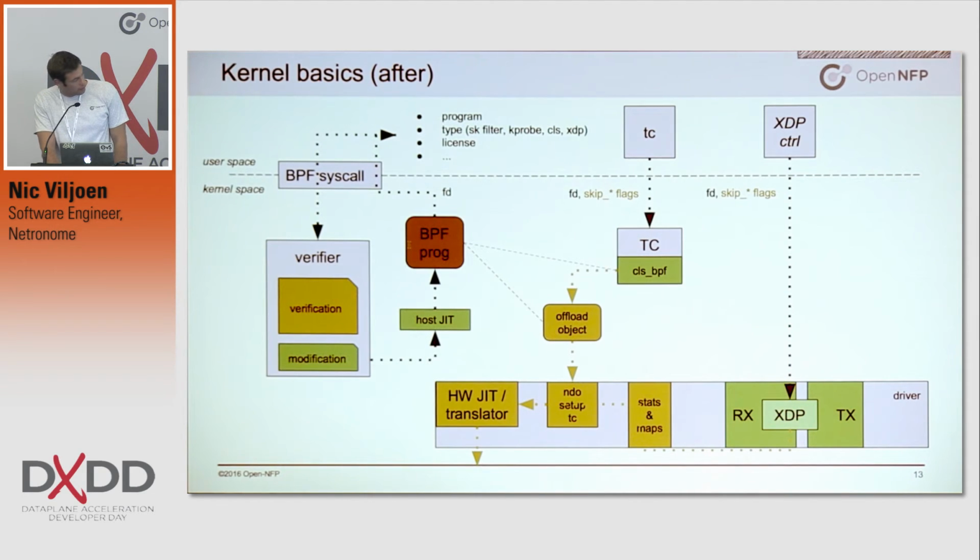And what we have now, so this is, I think, 4.9, which is where we've got everything in. You have the offload object, which is the hook from CLS-BPF. This also applies now to XDP. You have our hardware JIT translator, which is in driver space. And you have the verifier, which has had some modifications to it so that we can reuse a lot of the infrastructure within the hardware JIT. So this is all upstream today. This is in the Linux kernel. If you've got the latest Linux kernel, this is all there.